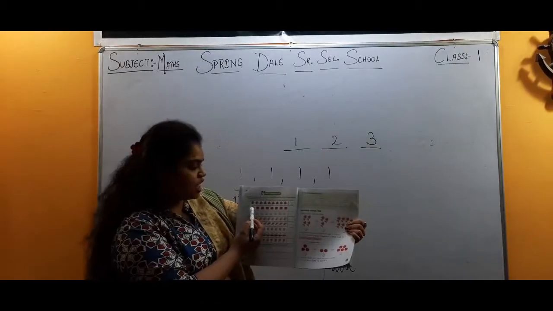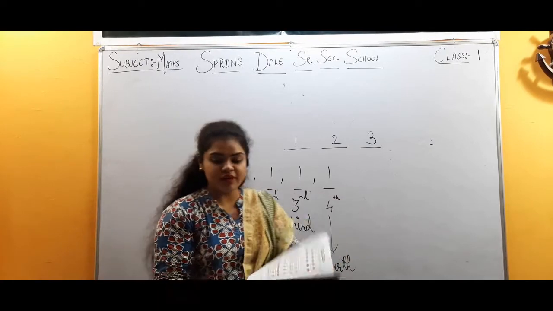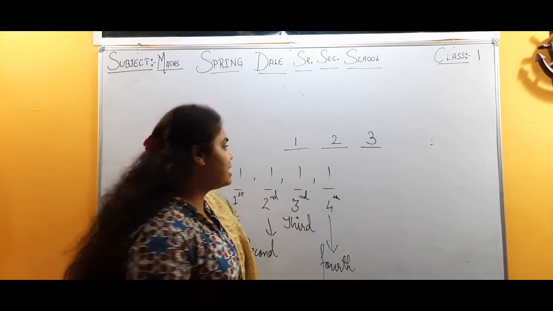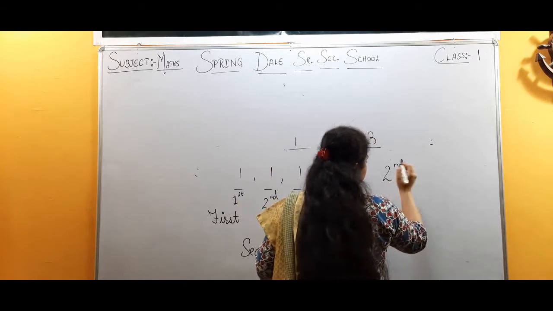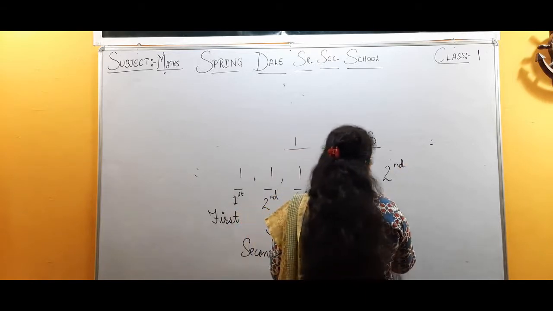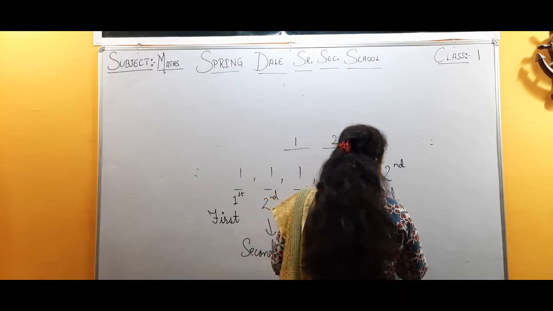Next we have to start from here. 1 and 2. So what will we write? We will write second. How will we write second? First like this, then the spelling. S-E-C-O-N-D, second.